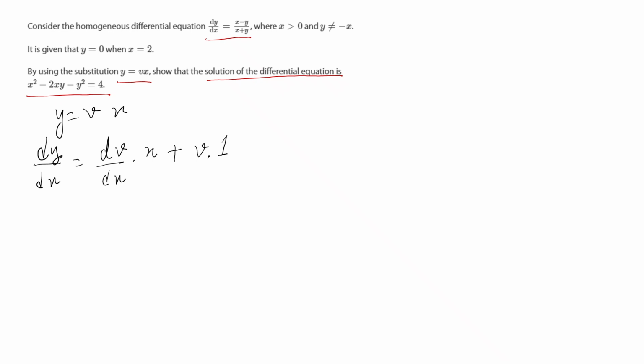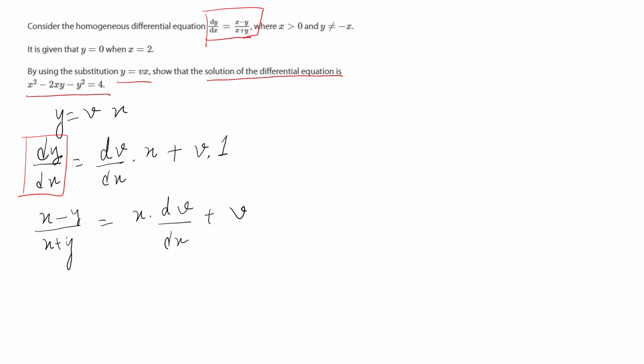Once we got our dy by dx value, now we can substitute this value into the left hand side of this equation. So if we substitute, we will get x minus y upon x plus y is equal to, if I rearrange, I can write it like this. Now I can substitute my y as vx in both numerator and denominator. So I can write it as x minus vx upon x plus vx. This will remain the same.